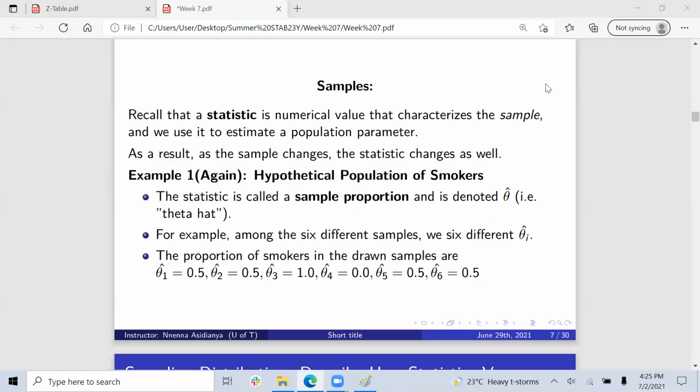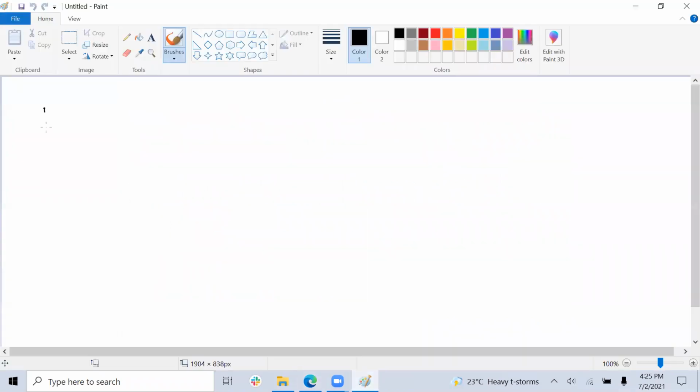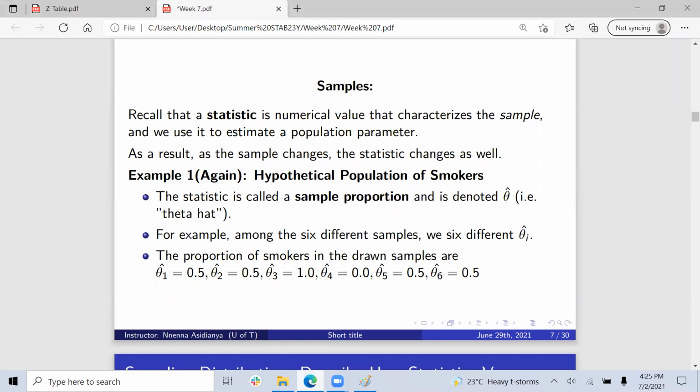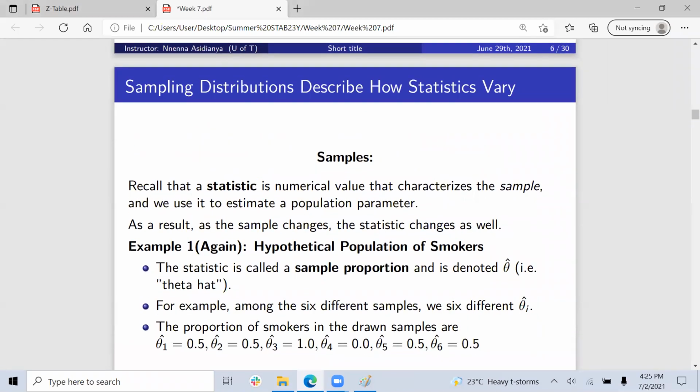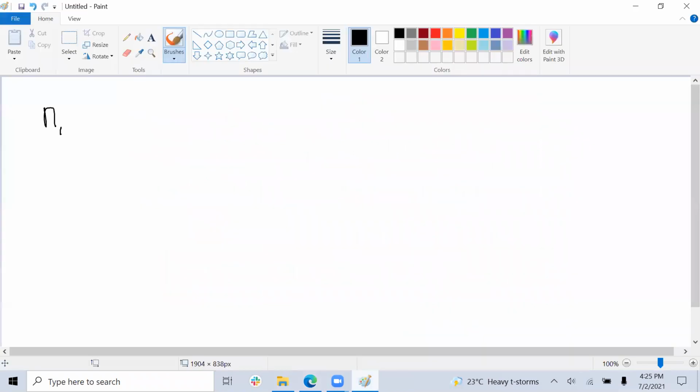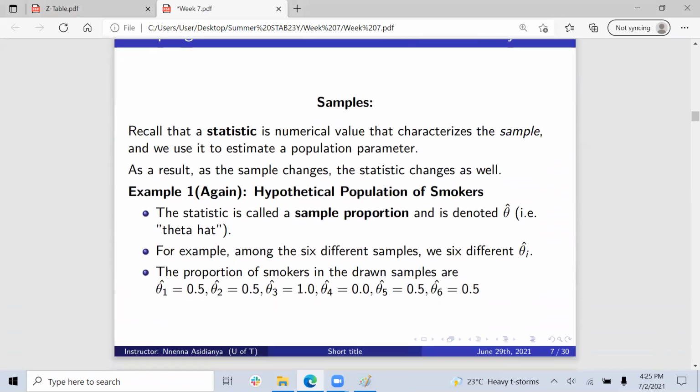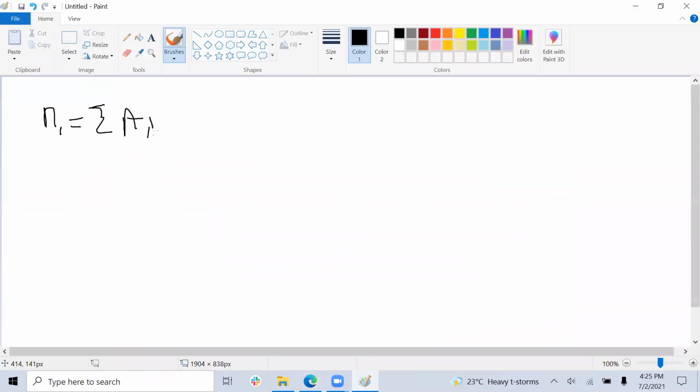So let's see. I have a sample. I have 6 different samples, which means I define an estimator for each, that's why you see 6 theta hats, right? Now remember, sample 1 is person A and B, I think. Yeah, so A and B. So we have A and B, right?